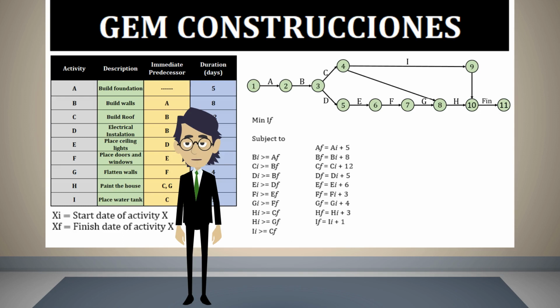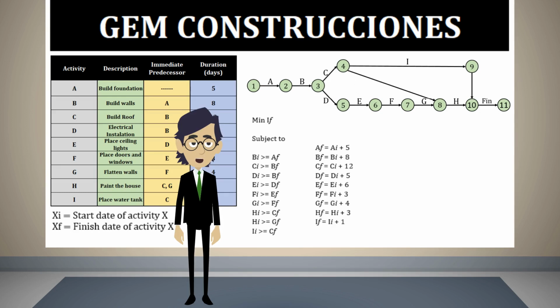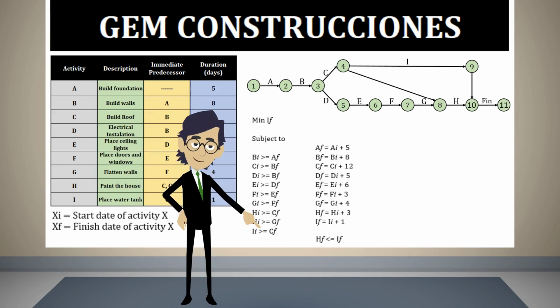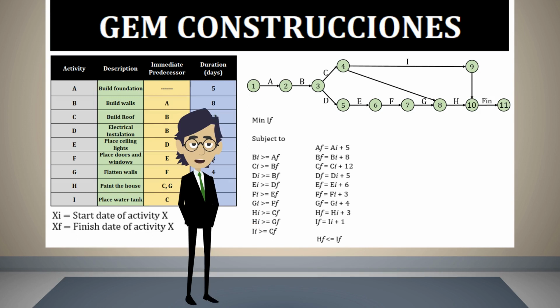We only need to indicate one more constraint. Given that both activities, H and I, must be finished in order to finish the project, and that activity I was selected as finish date, we must make sure that by that date, activity H is also finished. We achieve this with the following constraint. Now we will run the model in the software, and the following results will be obtained. As you can see, the project could be finished in 34 days.